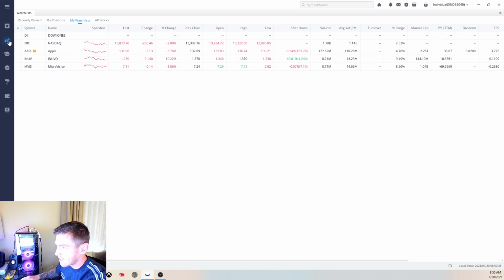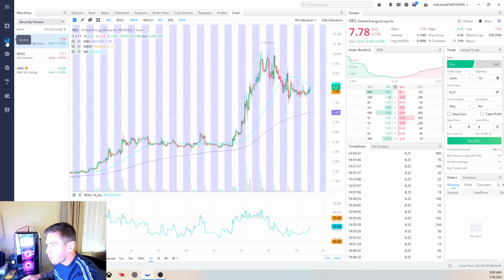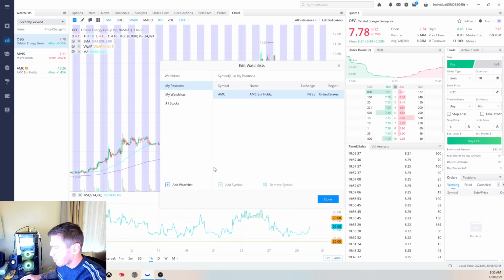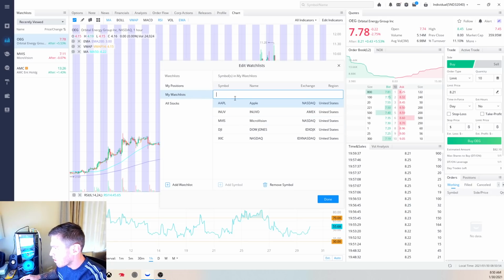So if you want to add something to your watch list, how would you go about it? Well, if you come over here to the stocks tab on WeBull, you can click on this little tab right here and edit your watch list. And from here, you can add obviously to your positions, unless you add it to your position. But if you click add symbol, you can just type something in.